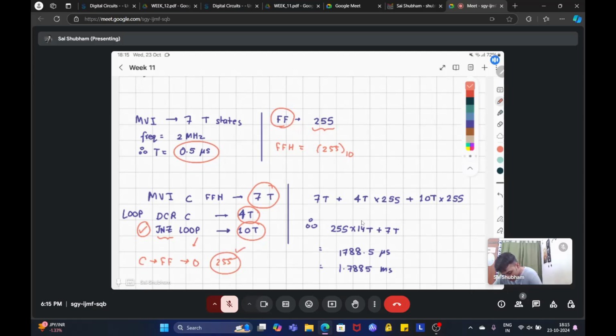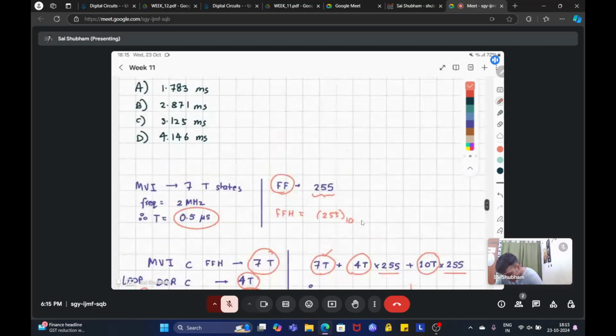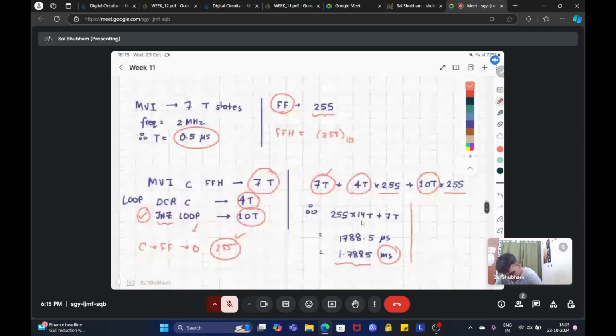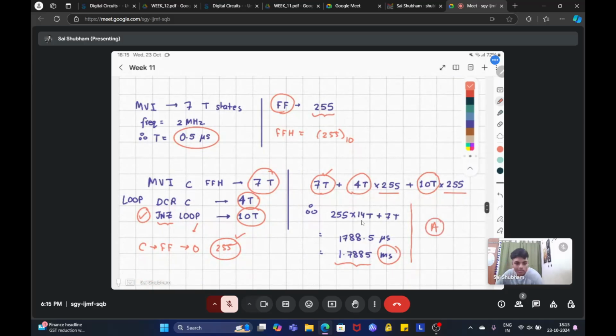Fine. So 7 is the first cycle, 7 cycles in the beginning. Then you have 4 cycles and 10 cycles in every loop. And this will repeat for 255 iterations. So the total number of cycles will be 255 into 14 cycles plus 7 cycles. So this will come out to be 1.7885 milliseconds. So the answer is A. Okay.